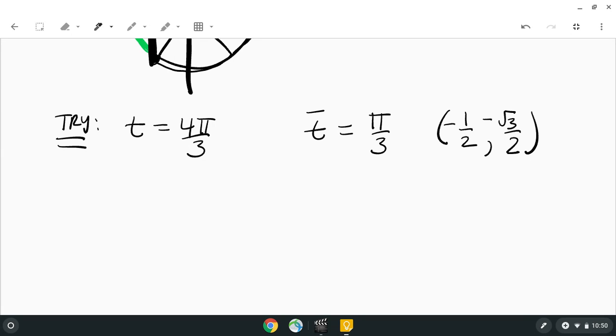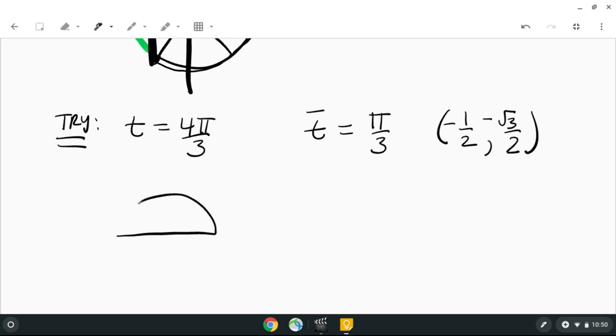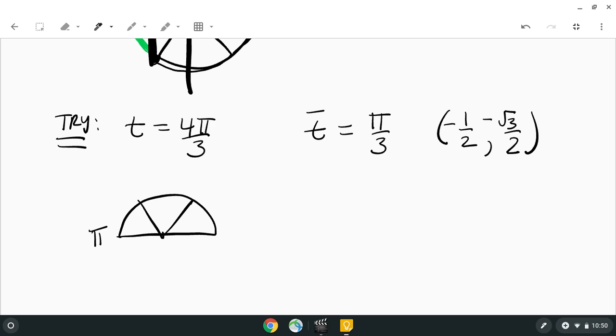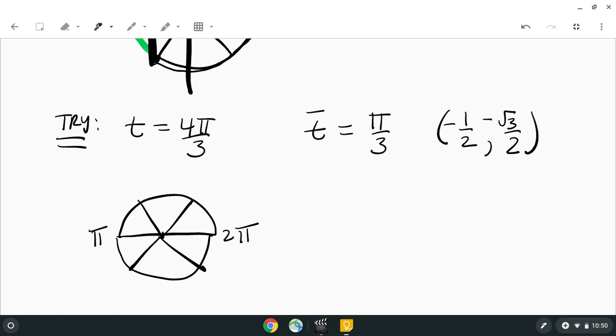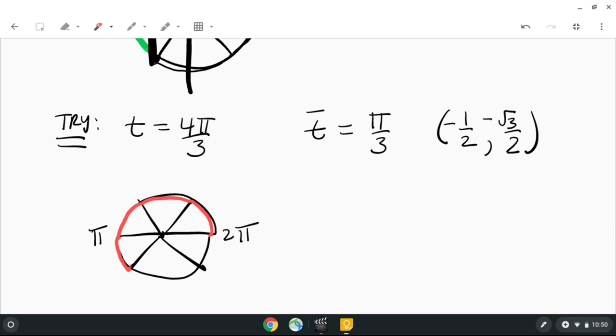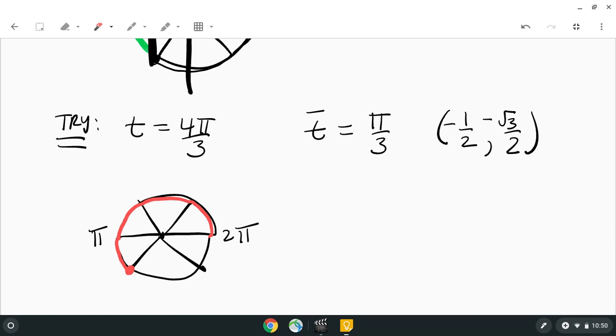If you need a visual of this, let's go ahead and draw our half circle, cut into 3 pieces, but we're going to need 4. So let's get the full circle. So 4/3 lands over here. That's 1/3, 2/3, 3/3, 4/3. So my point lands right there.